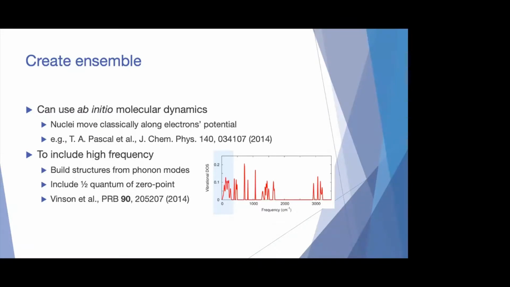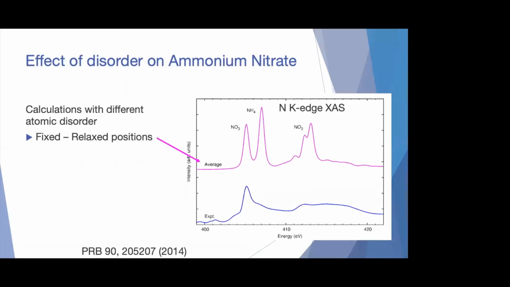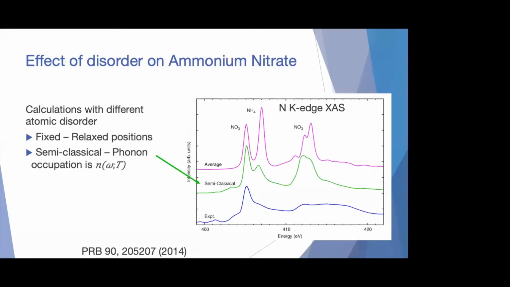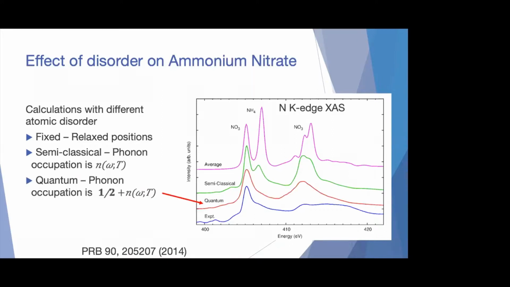And so to see the effect this has on the spectrum, we can walk through it. Here I'm reproducing the initial plot I showed. Now in pink at the top is the calculation using the fixed atoms in their relaxed positions. If we do a semi-classical approach, using only the thermal occupation of the phonons, we end up with the green curve here. And then if we finally do a full quantum calculation, which has both the zero-point and thermal occupation, we end up with the red curve here.